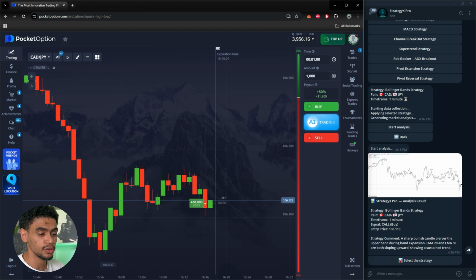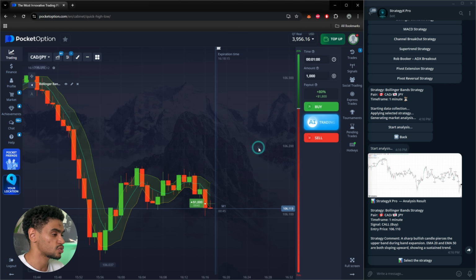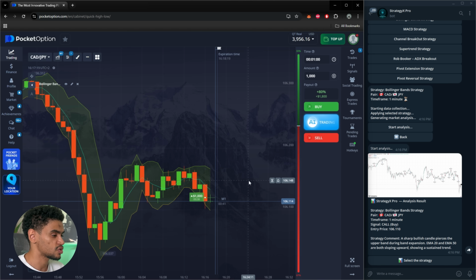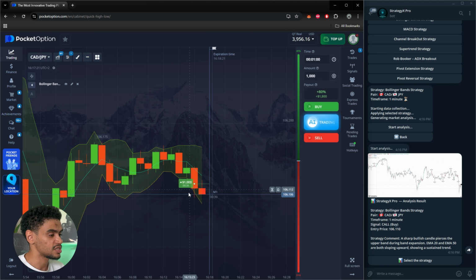A sharp bullish candle pierces the upper band during band expansion. EMA 20 and EMA 50 are both sloping upward, showing a sustained trend. So we can add, of course, Bollinger Bands to the chart here, and let's increase the deviation to 2 because that's how it usually is. And you can see strong rejection here on this candle, and let's observe how we get the money here.